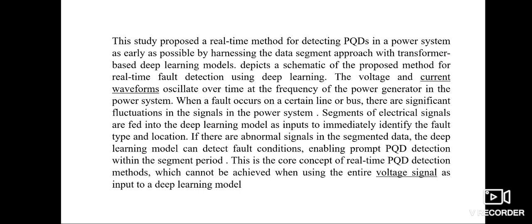Segments of electrical signals are fed into the deep learning models as inputs to immediately identify the fault type and location. If there are abnormal signals in the segmented data, the deep learning models can detect fault conditions. This is the core concept of the real-time PQD detection methods, which cannot be achieved when using the entire voltage signal as the input to deep learning models.